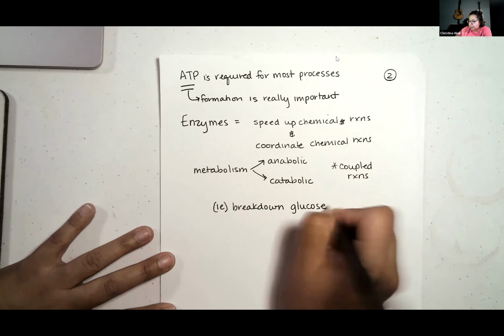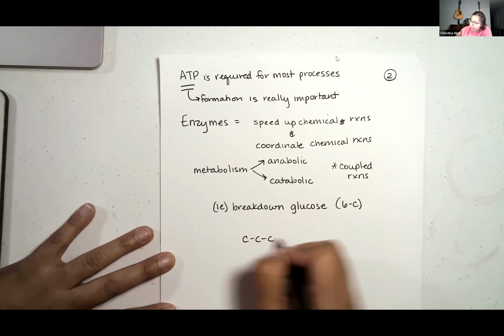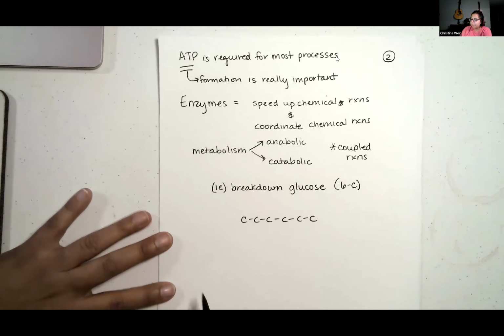So for example, if we want to break down glucose. Glucose is a 6-carbon sugar. That means we've got 6 carbons forming the backbone. Ideally, we want to break the glucose molecule into 2 halves, but that doesn't happen on its own. The cell has to invest energy in the form of ATP to make that happen.